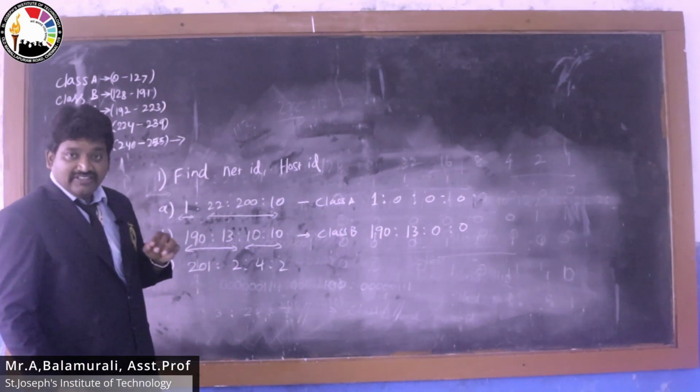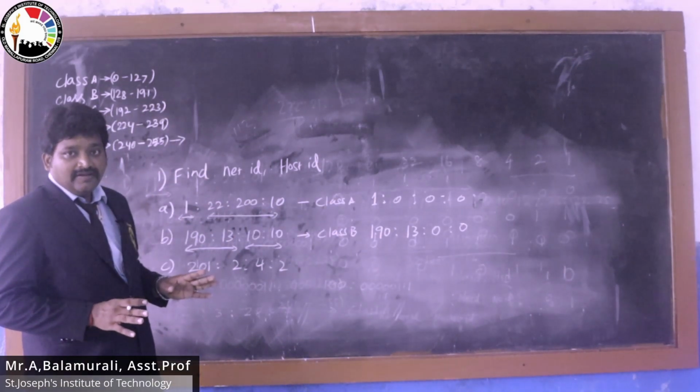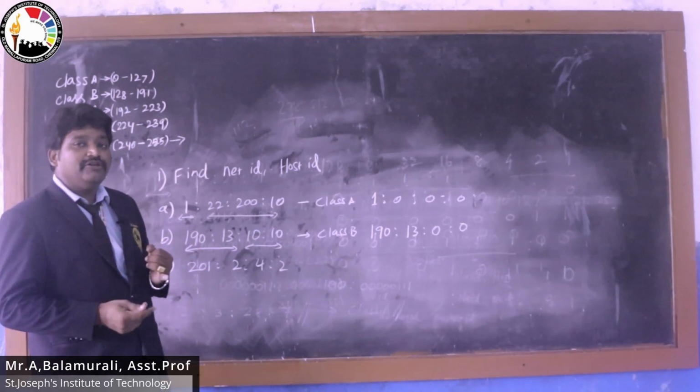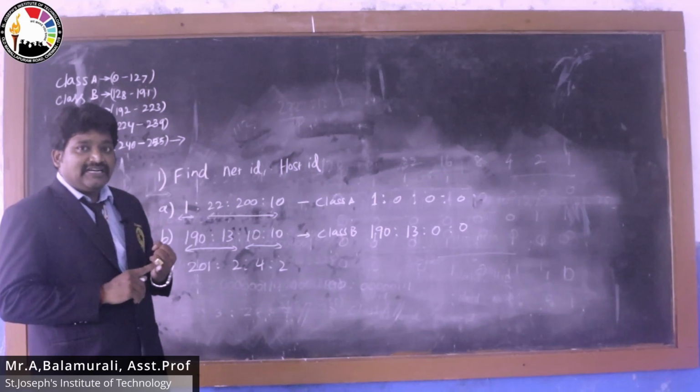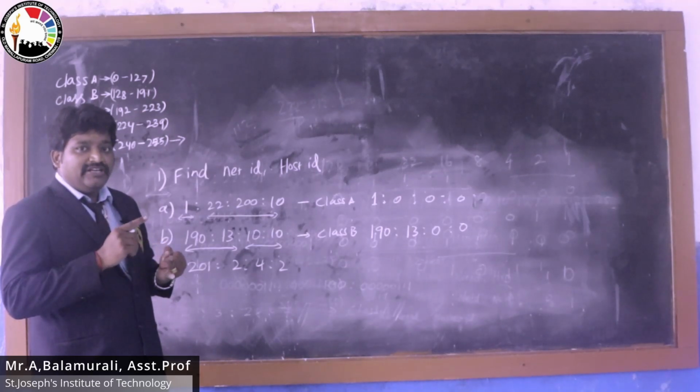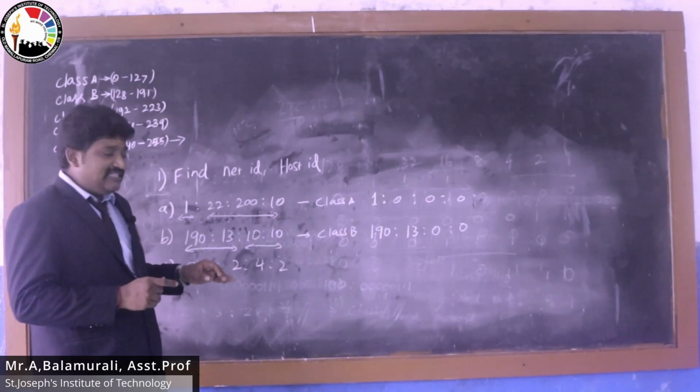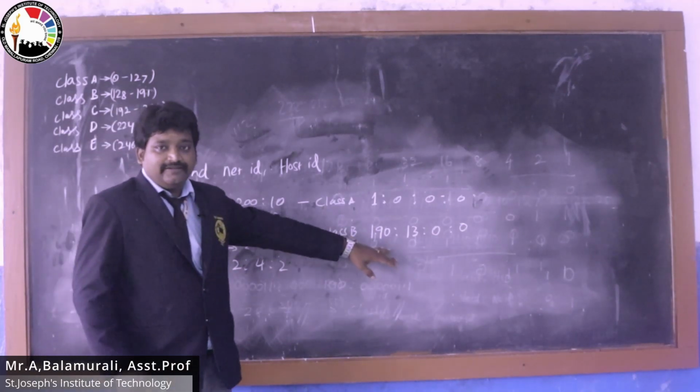In the question itself they will give only one decimal number. Using the decimal number, first you want to find the class type, then only you can easily understand how many net ID and how many host ID are going to be allocated for that class range. Using that, easily you will find the net ID.